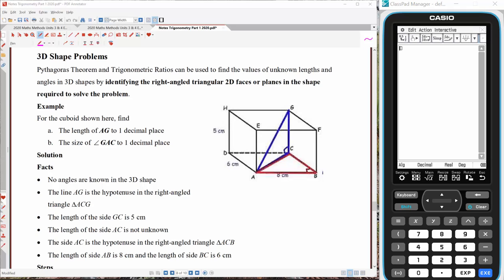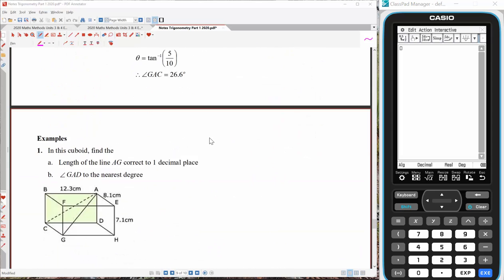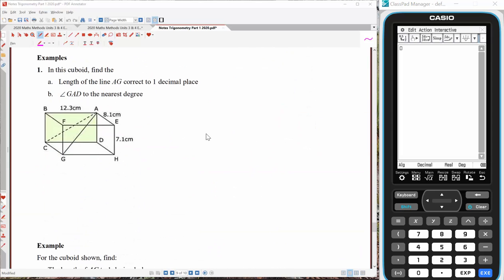We've been using trig and Pythag in our previous lessons, and today we're going to apply trig and Pythag and what we know about it to 3D shape problems. There's a worked example here, but I think the best thing we can do is just go straight into the examples ourselves, and you can use that example for some more information later on.